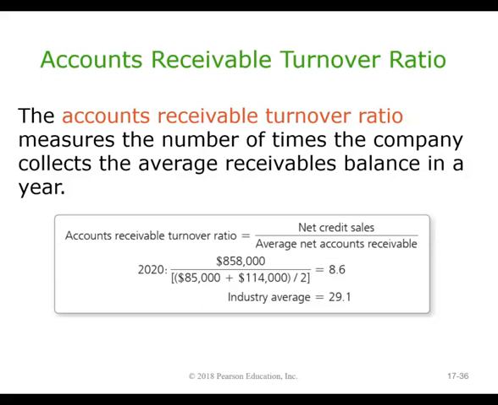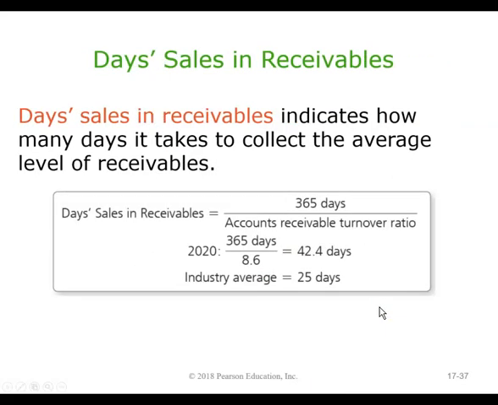So we're collecting it much slower than the industry average. We're only collecting accounts receivable 8.6 times, whereas the industry average is collecting it 29.1 times. I like to look at it more closely here in days sales in receivables. This is going to show me how many days it's going to take me to collect. Now keep in mind that typically you give your customer about 30 days to pay. So if they're going to be current, they would need to pay within 30 days.